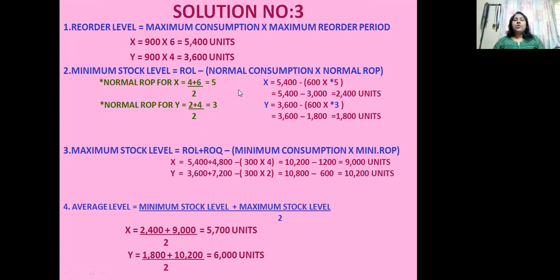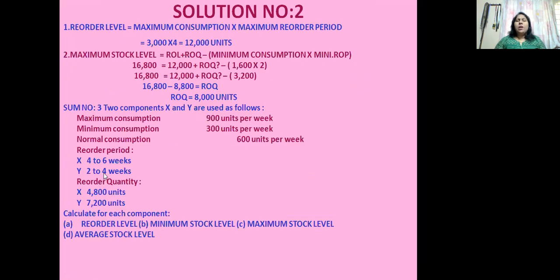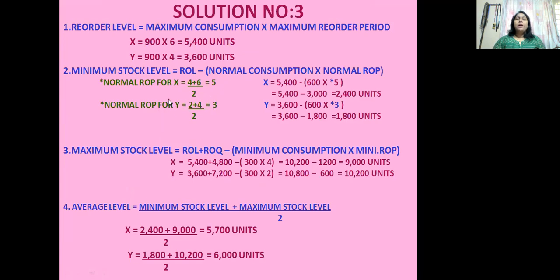Next, I'll move on to calculate minimum stock level. I wrote the formula: reorder level minus normal consumption into normal reorder period. Again, I want to highlight that the normal reorder period is not given for X and Y separately. We need to get the average, in the sense minimum plus maximum divided by 2. What is the minimum for X? The minimum for X is 4 and maximum is 6. So 4 plus 6 divided by 2 is 5 weeks, my normal reorder period for X. Likewise, I can calculate for Y. 2 plus 4, 6 divided by 2, I'll get 3 as the normal reorder period for Y. This is the way I showed the calculation of the normal reorder period for X and Y.